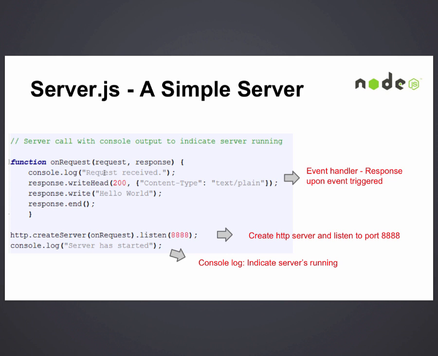What this does is it takes a request from a client, and then it tries to respond with hello world. So it writes hello world, and then the response ends. This is the event handler portion, and after that you have to create a server on request. It listens to port 888, and the last line is just to indicate that the server is running. This is more for debugging purposes, so that you know that the code is actually running.